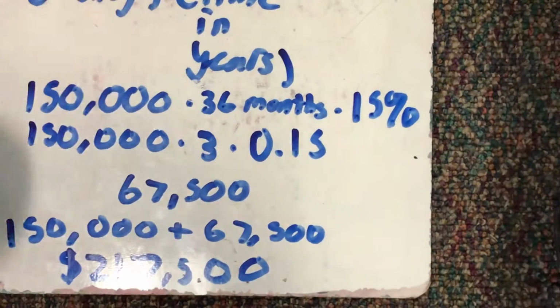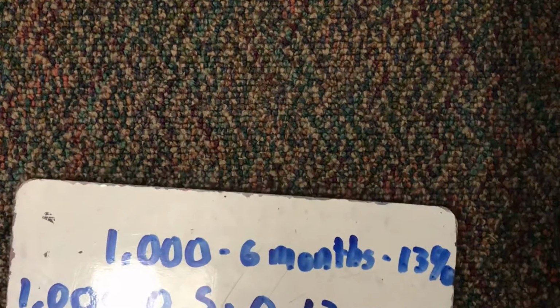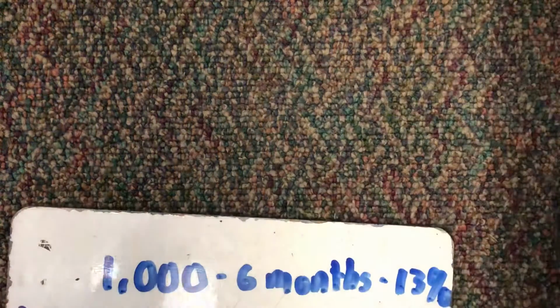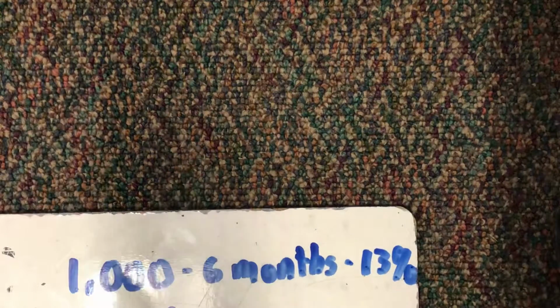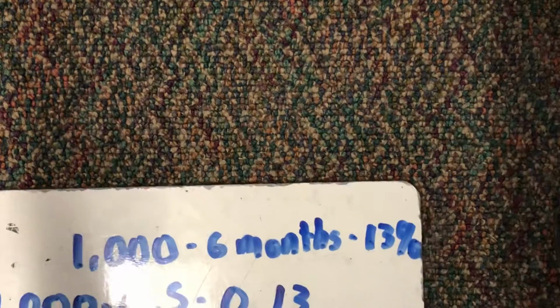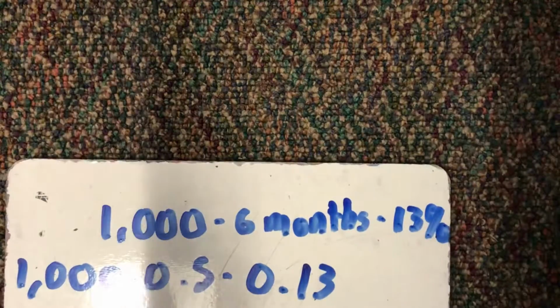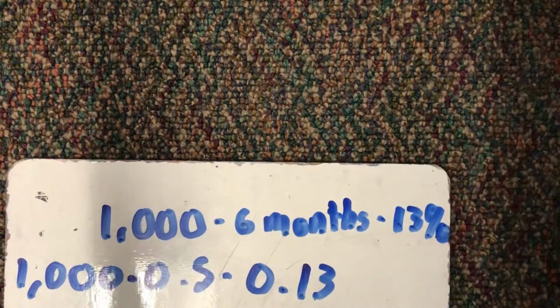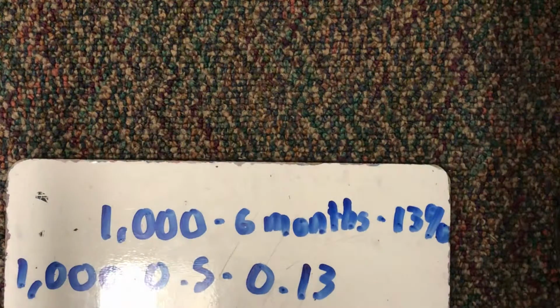Let's try a different example. Let's say that you have to pay $1,000 for something, and you have a loan for 6 months with an annual percentage rate of 13%. Now, as always, we still have the same amount of money, so we keep it 1,000. Since it's 6 months and it's in months, we have to divide by 12. 6 divided by 12 is 1/2 or 0.5. Finally, 13% is converted into 0.13 in decimal form.